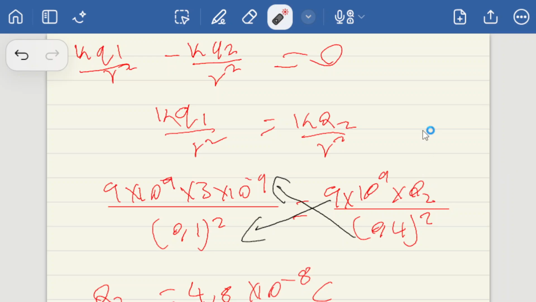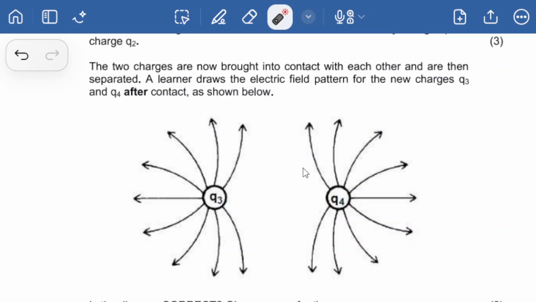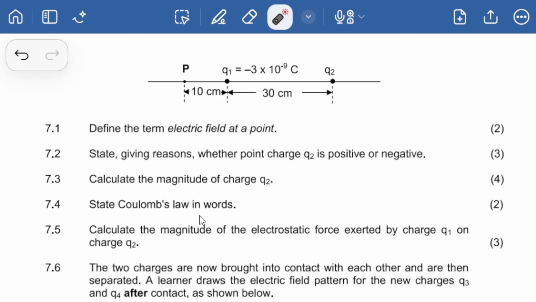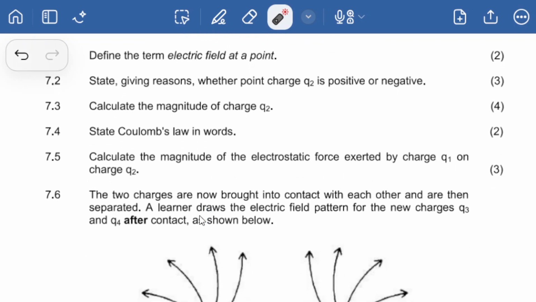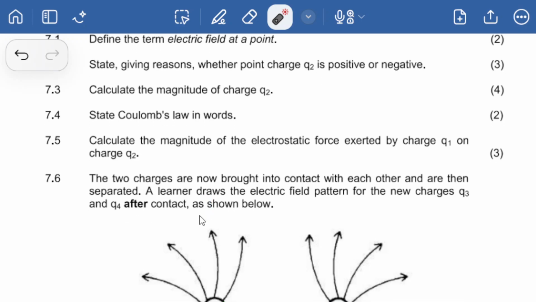That was 7.3. Now 7.4: state Coulomb's law in words. I'm just going to mention it because I'm recording and I'm looking at the time. I need to hop to another session. So Coulomb's law in words: it is the electrostatic force between two point charges. The electrostatic force between two point charges is directly proportional to the product of the charges and inversely proportional to the squared distance between them. Okay, that is 7.4.